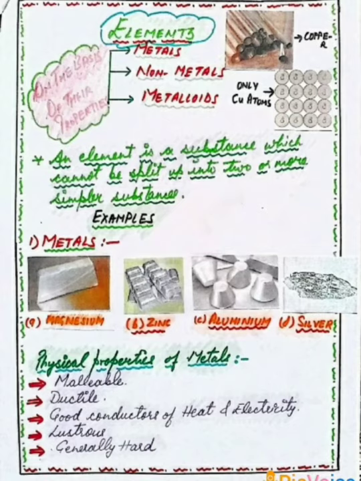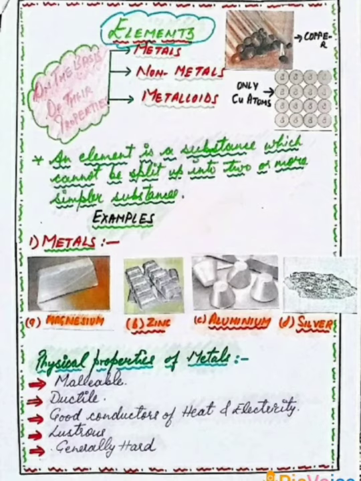Metals. A metal is an element that is malleable and ductile and conducts electricity. Some of the examples of metals are iron, copper, magnesium, zinc, aluminium, silver, gold, platinum, etc. All the metals are solid except one metal, that is mercury, which is a liquid.